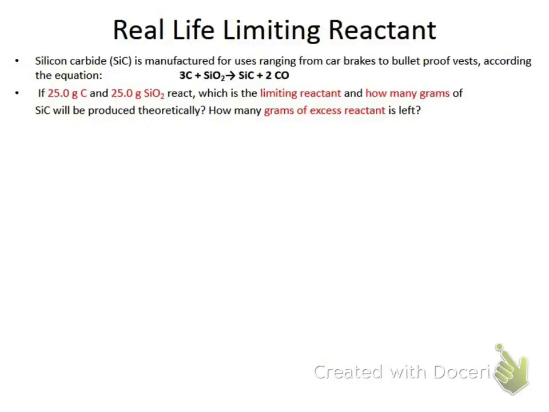So in this problem we have silicon carbide, which is used to make car brakes and bulletproof vests, and it has this equation which is already balanced. So we always double check to make sure it's balanced, so we say check. Okay, so it's given us 25 grams of carbon and 25 grams of silicon dioxide. And it wants to know what is the limiting reactant, how many grams of product can we produce theoretically, and then how much leftover we have. It doesn't matter which one you start with, I usually just start with what they gave me first.